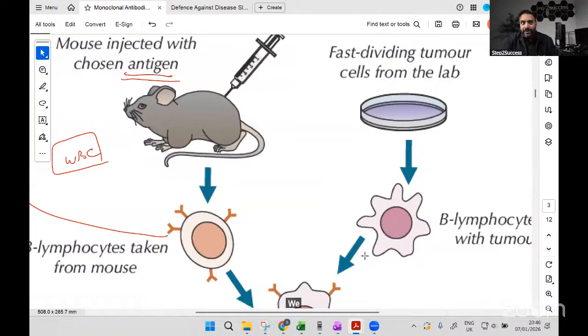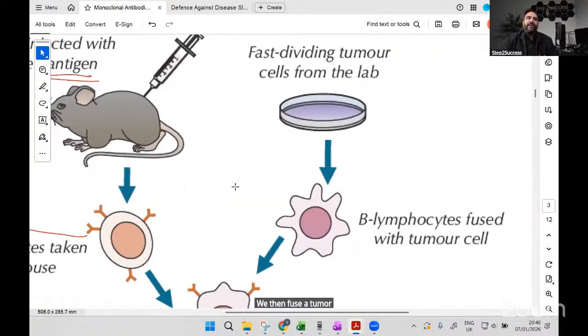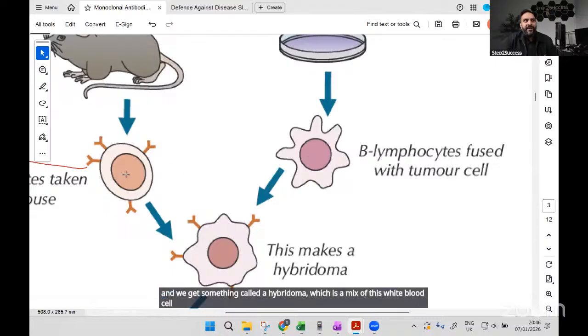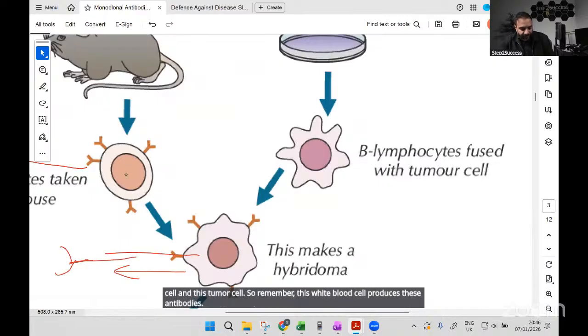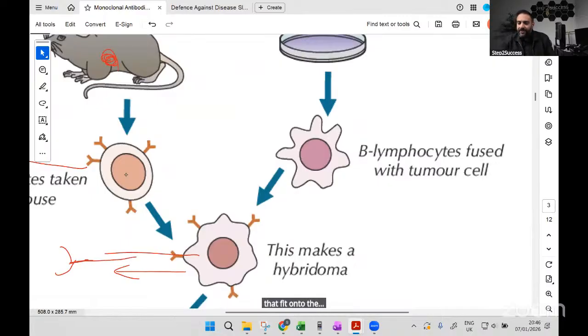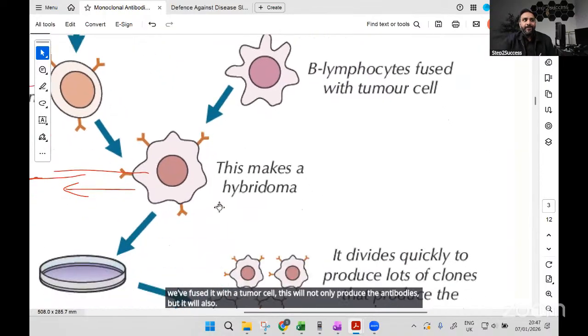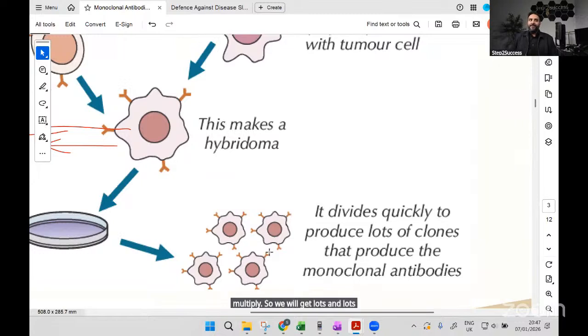We then fuse a tumor cell with those white blood cells that we took from the mouse. And we get something called a hybridoma, which is a mix of this white blood cell and this tumor cell. So remember, this white blood cell produces these antibodies that fit onto the antigen that we injected into the mouse. But now that we've fused it with a tumor cell, this will not only produce the antibodies, but it will also multiply. So we will get lots and lots of these white blood cells that produce the monoclonal antibodies that we want.